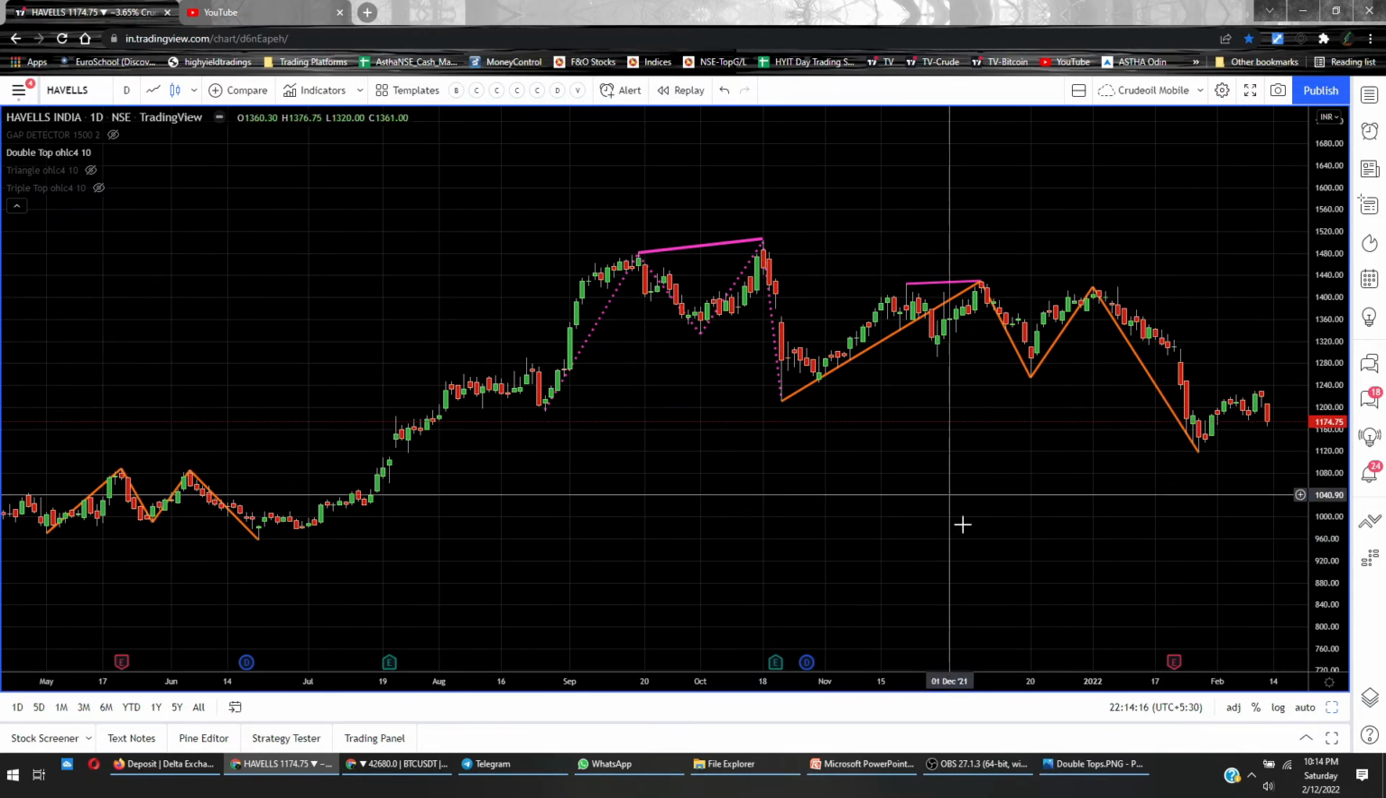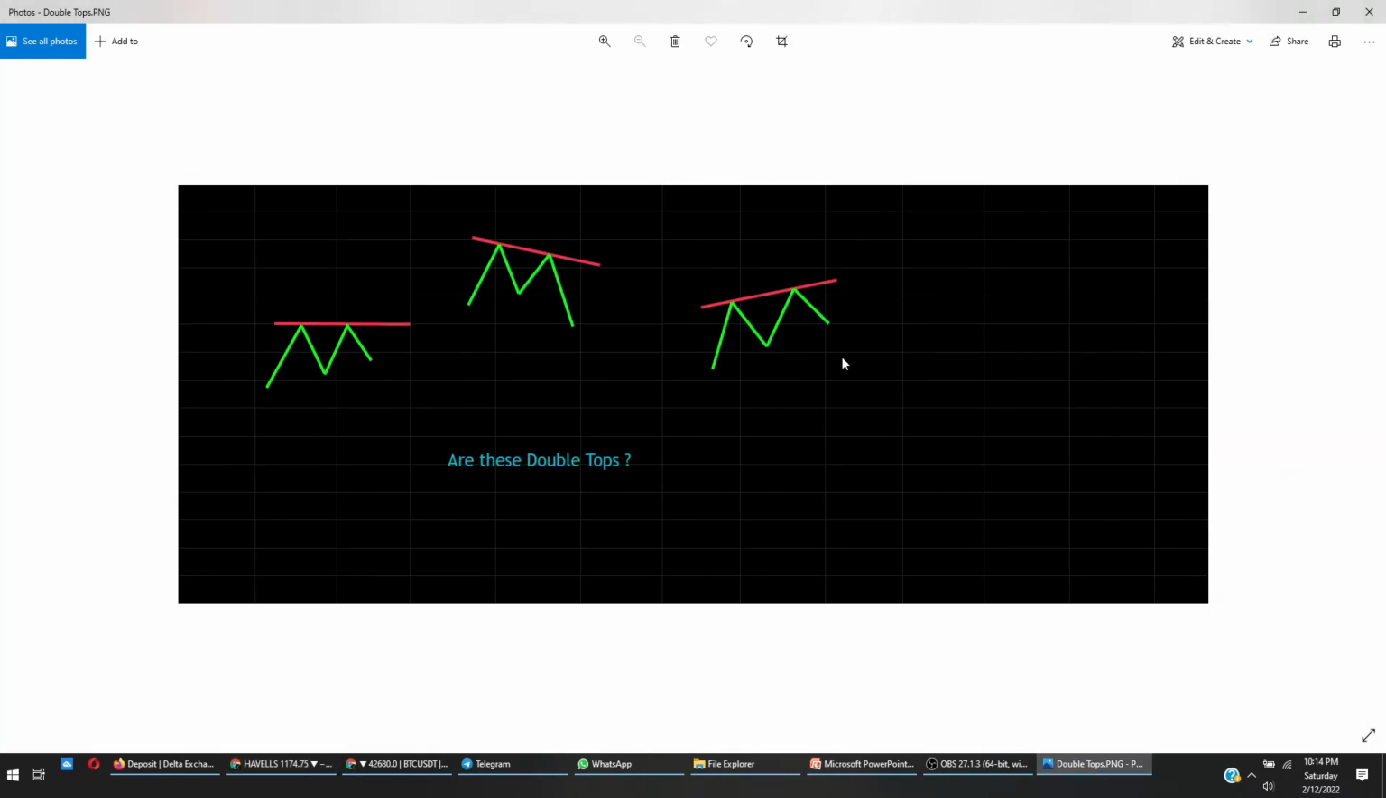Before we get any further, let me show you a small diagram here. So you see three kinds of chart patterns here. Are all of them double tops? Is this a double top? Is this a double top? Is this a double top? Well, all three are double tops.